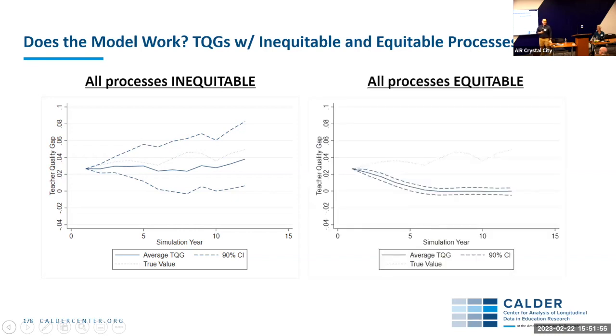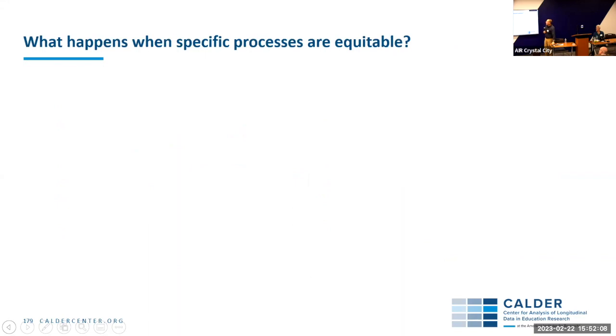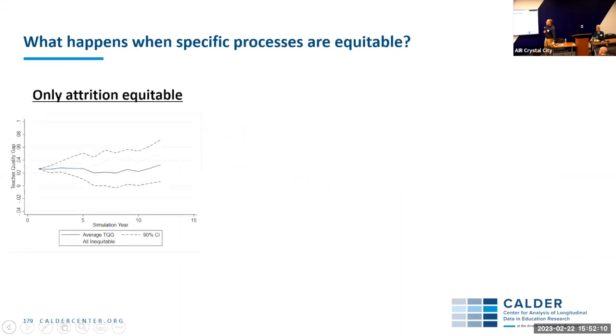All processes are equitable. Over time, you approach no teacher quality gap, which is the way the model should work, because if you don't have an equity in these processes, you would trend toward no gaps. Okay, what happens when we allow specific attributes to change, specific parts of the process?